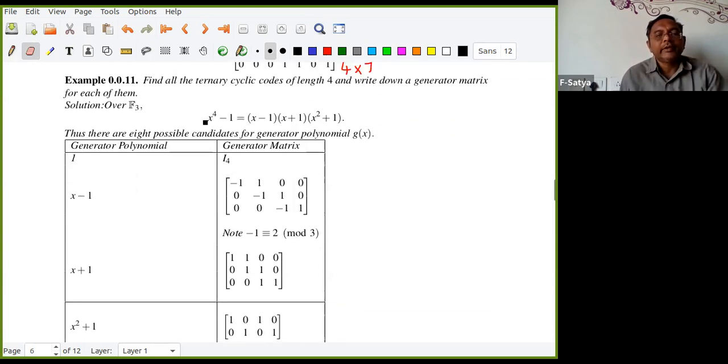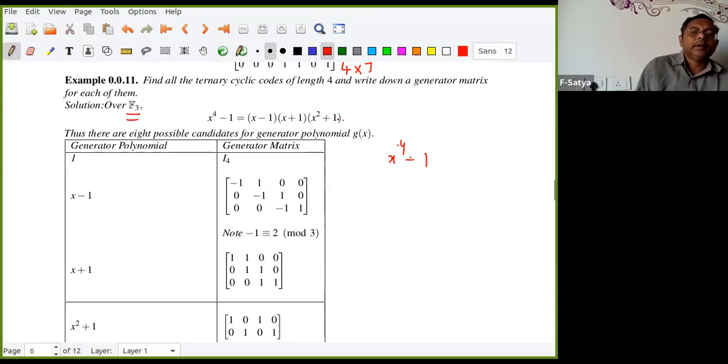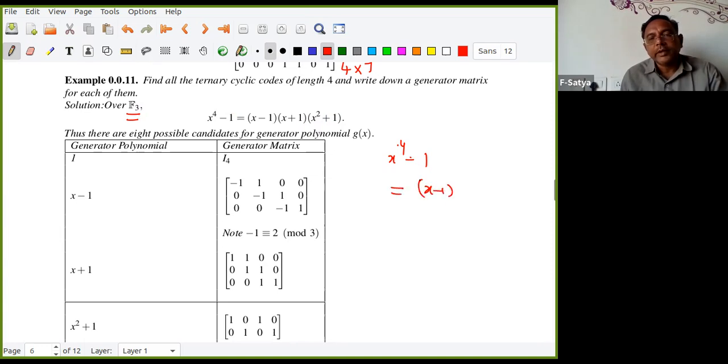x power 4 minus 1 is taken. X power 4 minus 1, you know that, right? But I'm taking F3, remember, here I'm in F3. Over F3, x square plus 1 is irreducible, right? Over F2 it is reducible, but over F3 it is irreducible. So it is equal to x minus 1 into x plus 1 into x square plus 1, right?